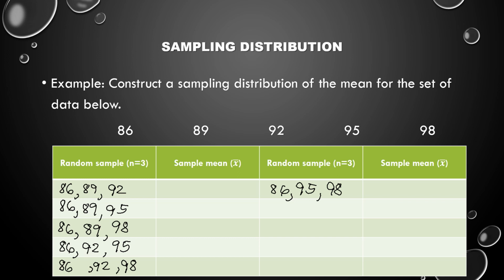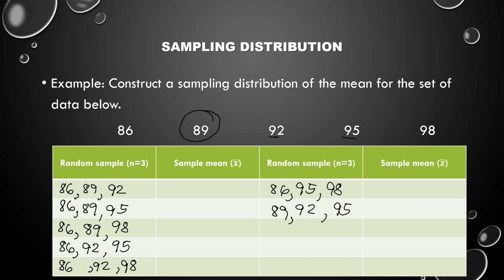Since we're done with everything under 86, we go to the next number. We start with 89. And 86 is not part of it now, because if you write 86 again, take note we're arranging this in increasing order, so that would be a repeated combination. So we start with 89, and the next number to it is 92. The next number will be 95. And that's one more combination.